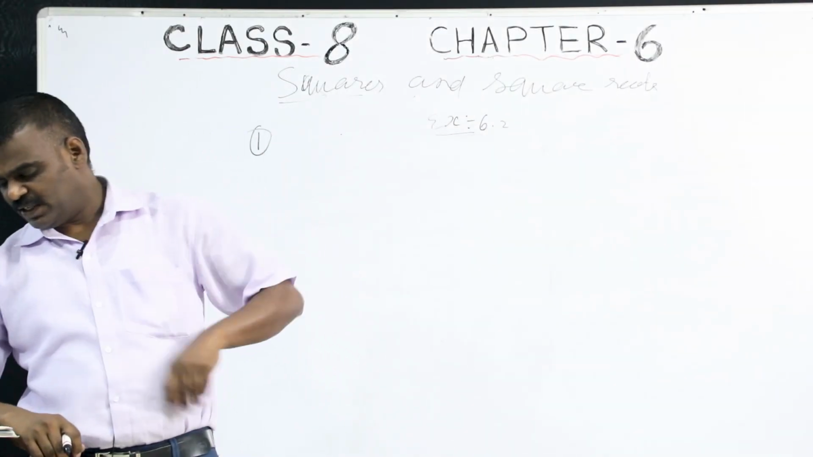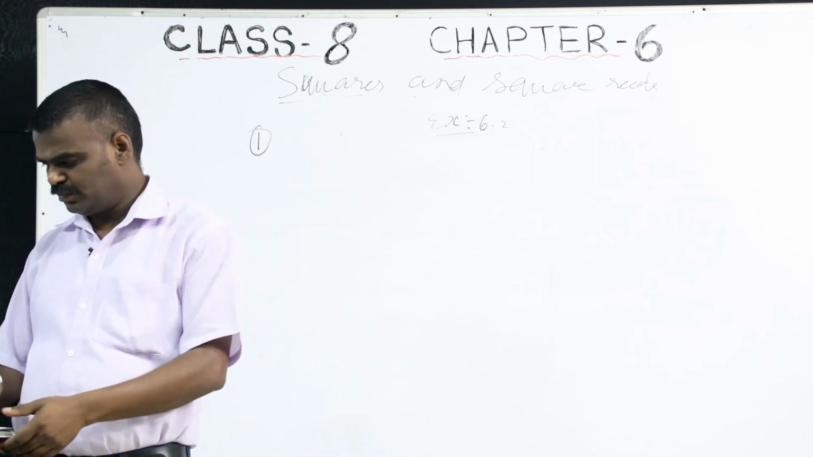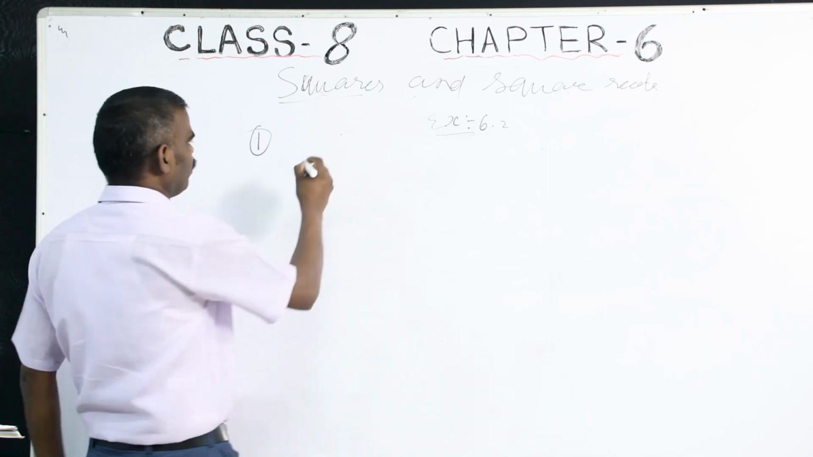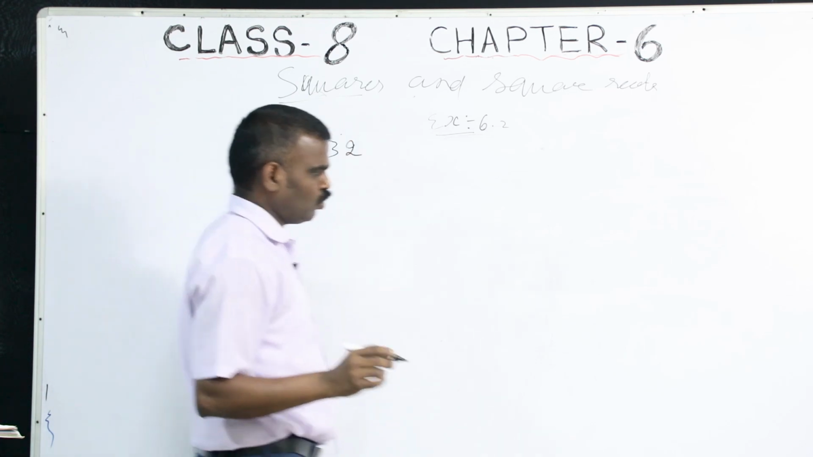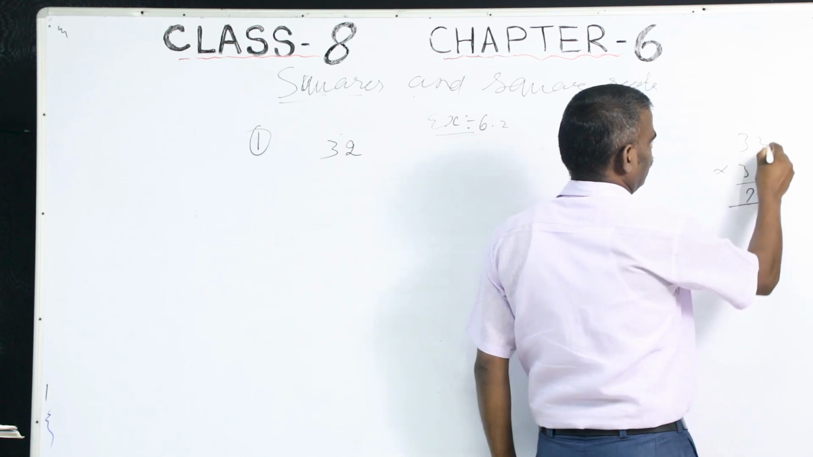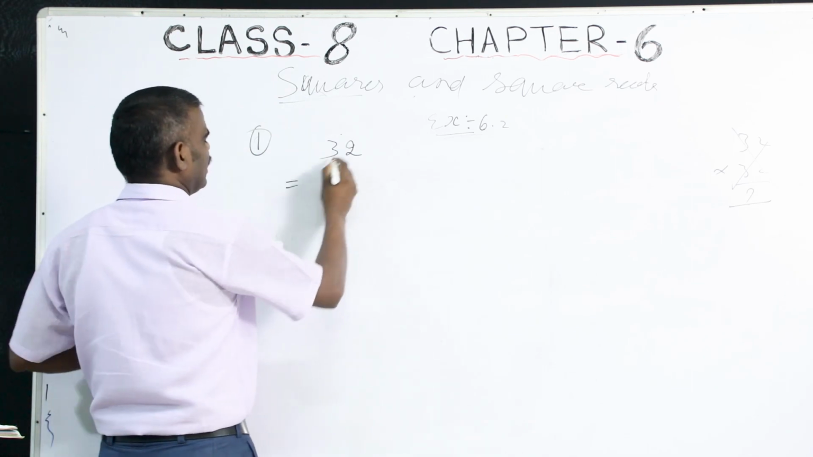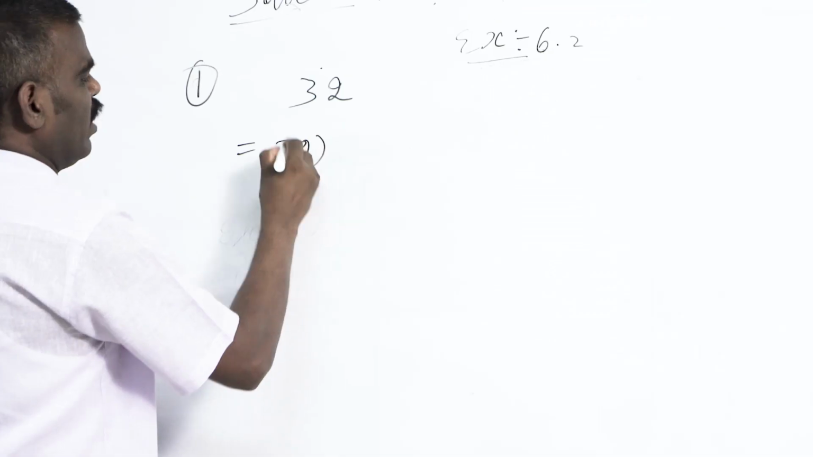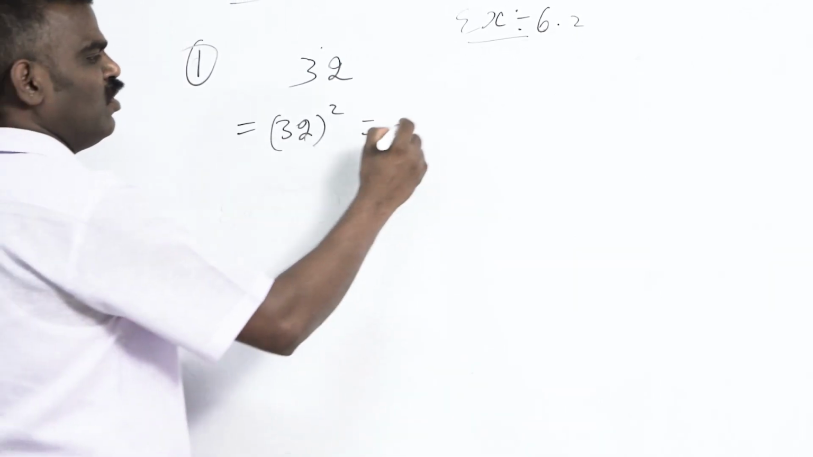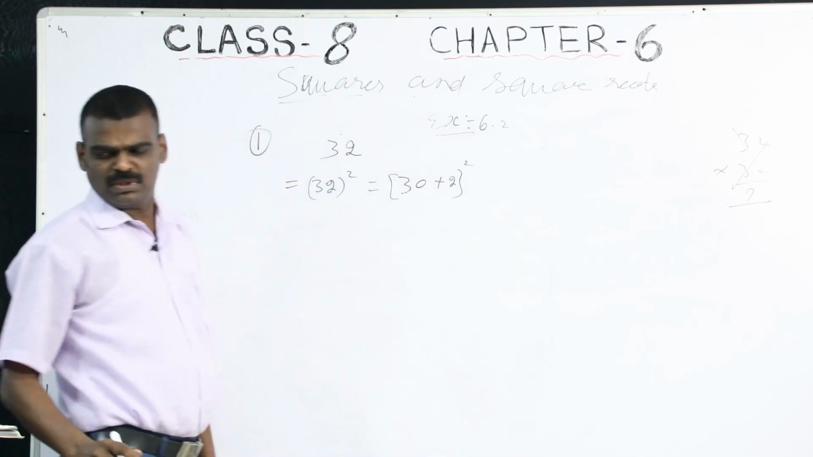Exercise 6.2, question 1 tells us to find the square of the following numbers. 32. You should not do 32 into 32; this method you can't do. So, how to find it? 32 square, as I explained a few minutes before, can be written as 30 plus 2.